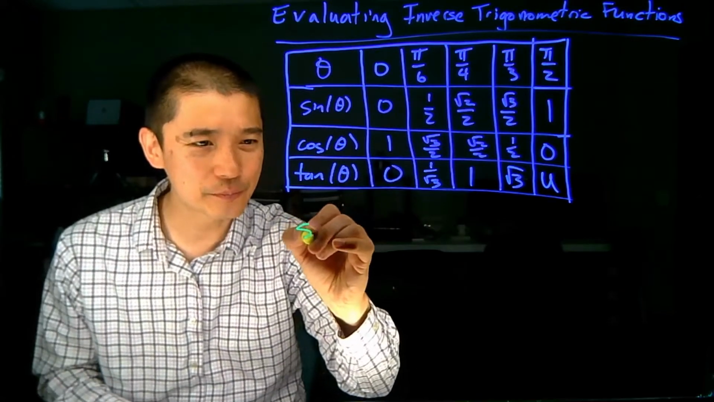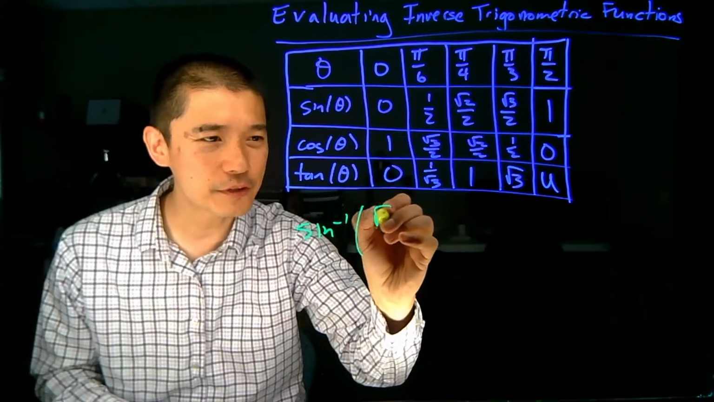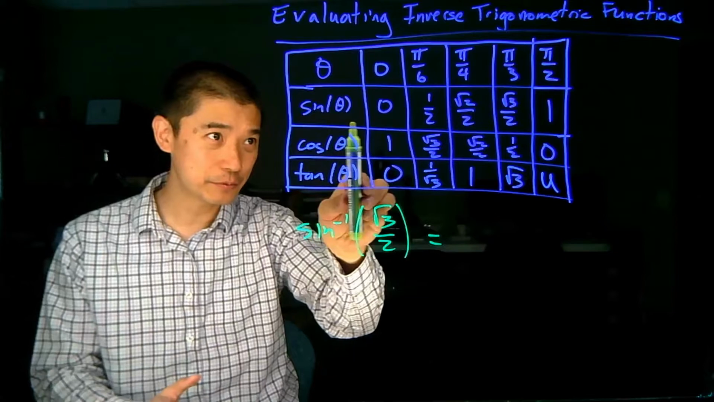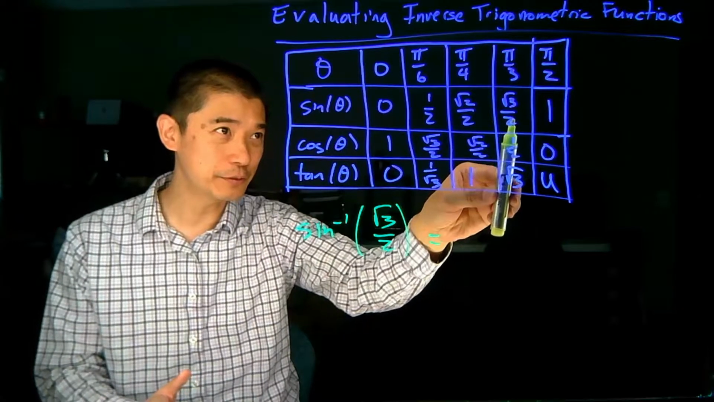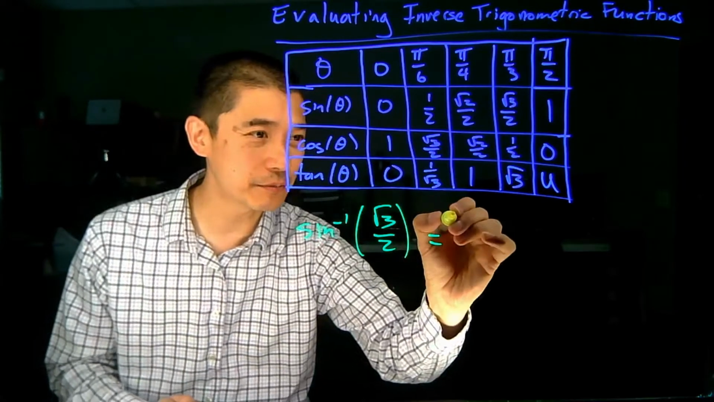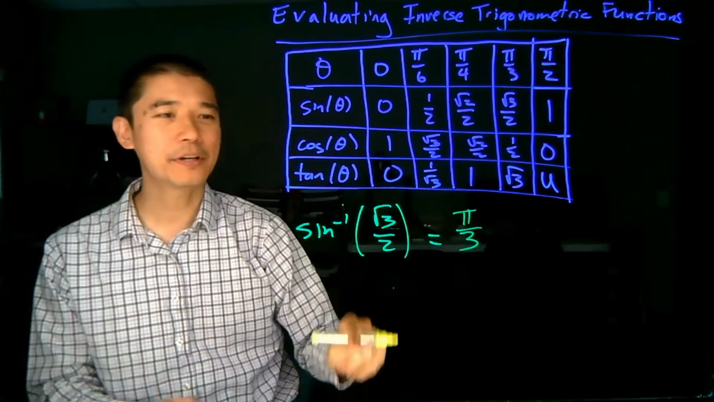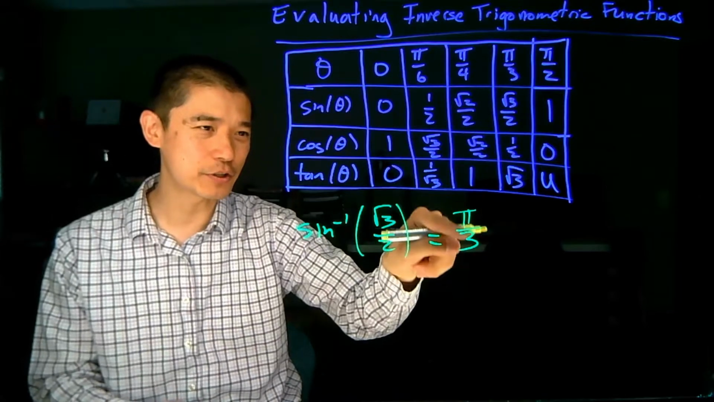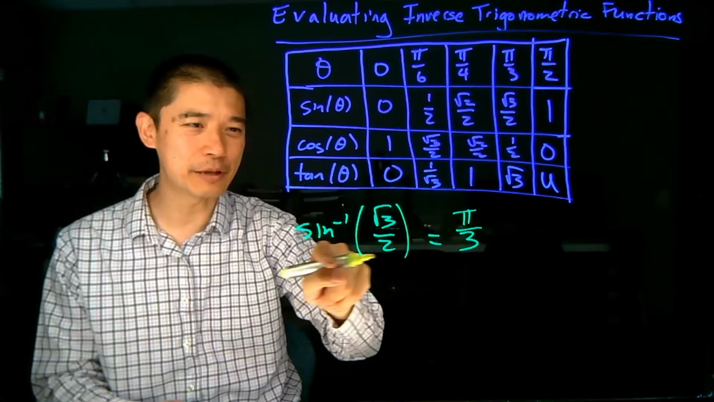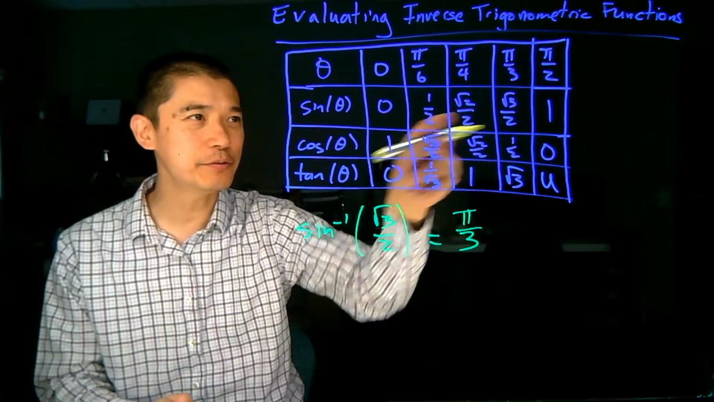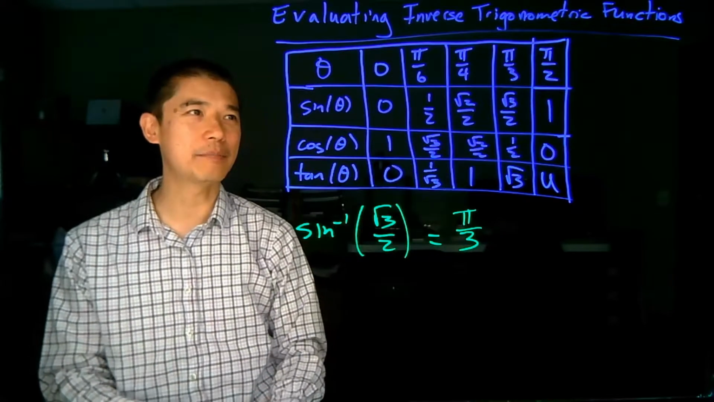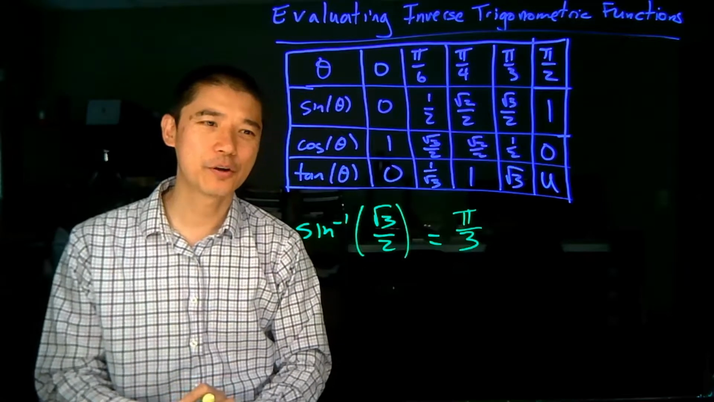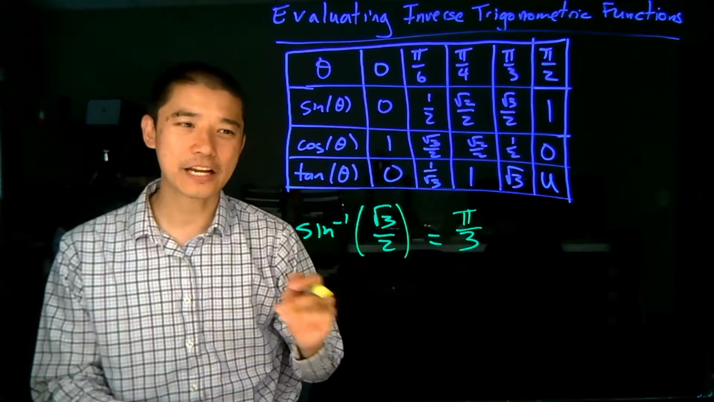So for example, the inverse sine of square root of 3 over 2. So we're going to look at the sine row. We're going to look for square root of 3 over 2. The corresponding angle is pi over 3. Remember that the output of an inverse trig function will always be an angle. And so it's answering the question, what angle has the property that when we take the sine of it, we get square root of 3 over 2? And that's this one right here, pi over 3. Now this works for angles in the first quadrant. What if you have something that's not in the first quadrant?